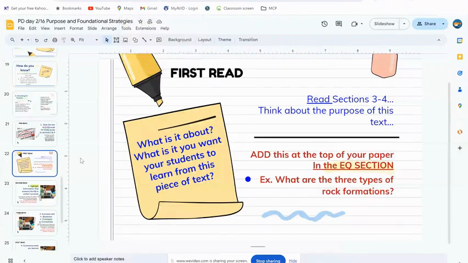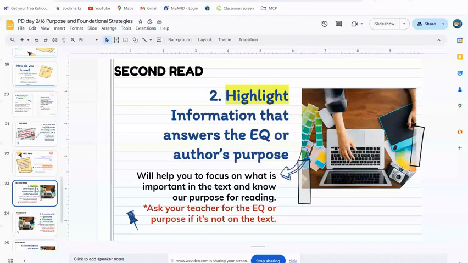All right, so now we know our purpose. So get out your handy dandy highlighter. Put your pencils away. We don't need those right now. Just put it to the side. Don't let it tempt you. You are going to read it now a second time, and you are going to highlight information that answers the essential question or the author's purpose.